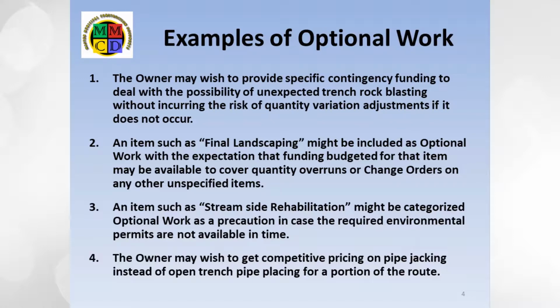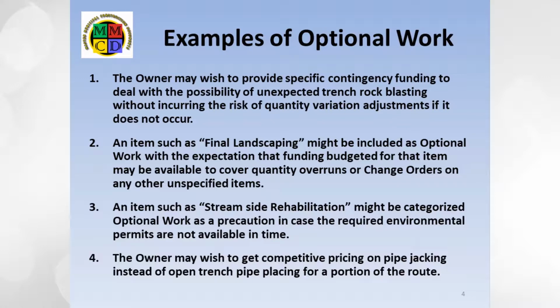2. The owner wants to ensure that there are contingency funds built into the project budget to cover change orders and quantity overruns. It's easy to insert an optional work item for work near the end of the project, such as final landscaping. Should the project to that point not have used up the contingency funding provided here, then the contract administrator can activate the final landscaping item with a change order that limits the amount of work to the dollar value remaining in the contingency fund.